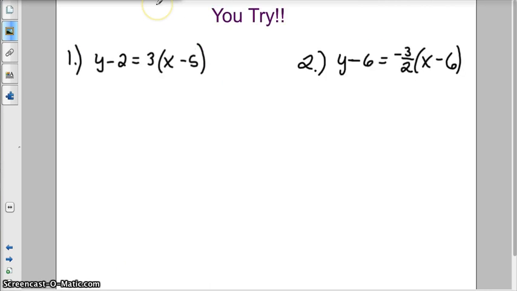All right, go ahead and pause the video and try these 2 problems on your own, and then press play to check your answers.